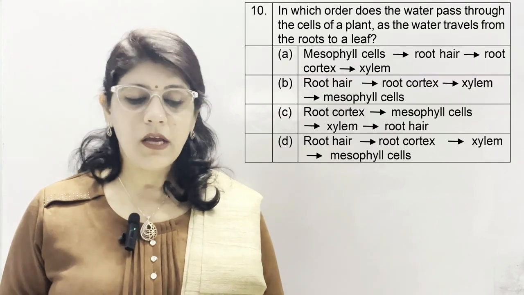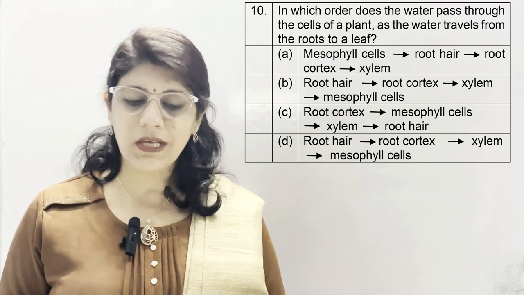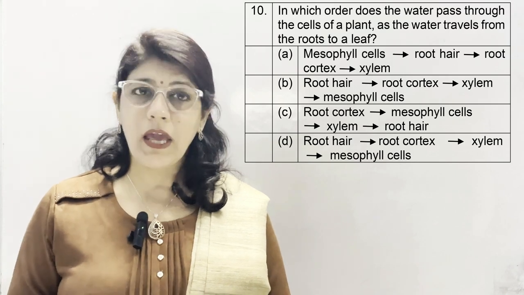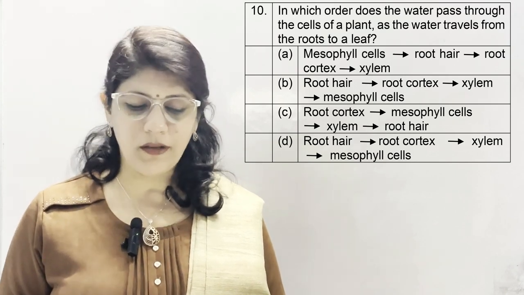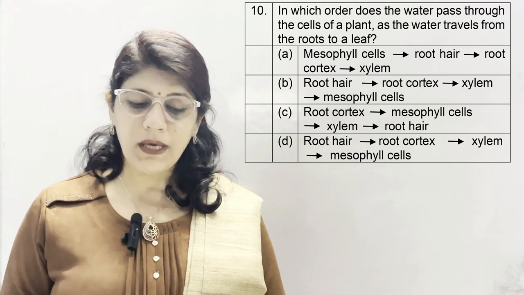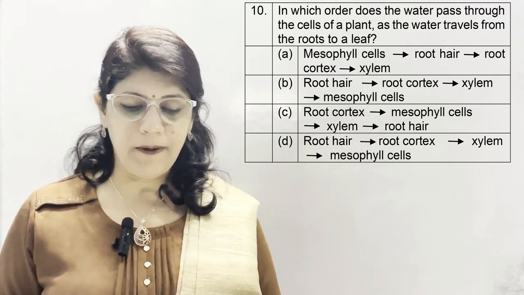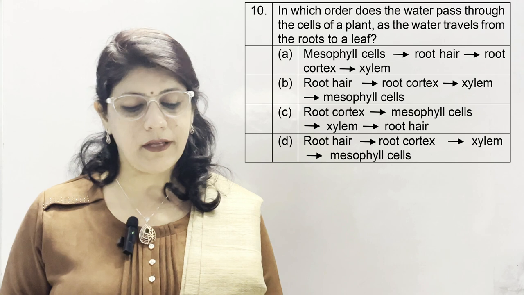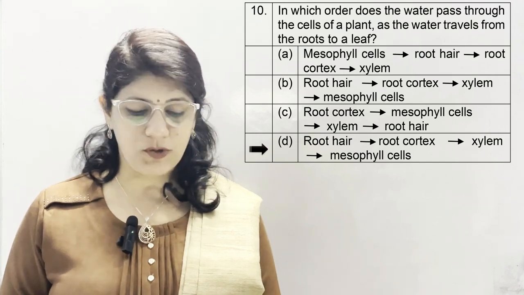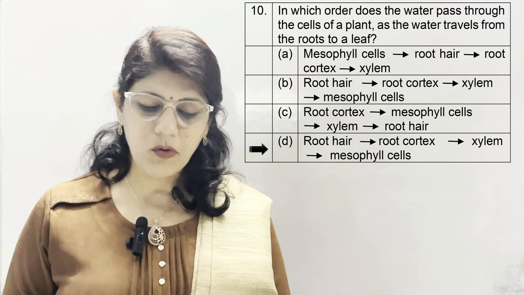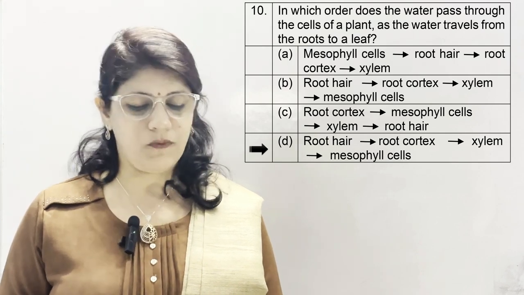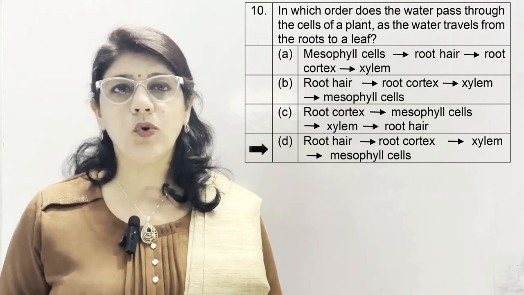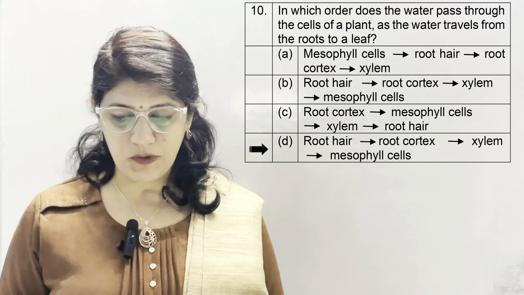In question number 10, in which order does the water pass through the cells of a plant as the water travels from the roots to a leaf? A, mesophyll cell to root hair, then root cortex, and then xylem. B is root hair to root cortex, xylem, and then mesophyll cells. C, root cortex to mesophyll cell, then xylem, and then to root hair. And D is the correct option, in which root hair, then root cortex, then xylem, and then mesophyll cells. And we know then from where it leaves the plant body and goes to the atmosphere by transpiration.